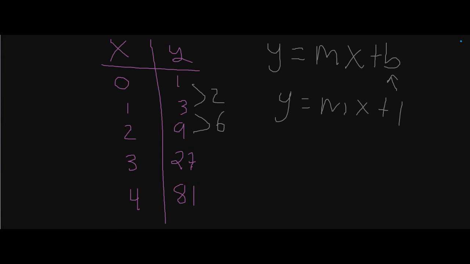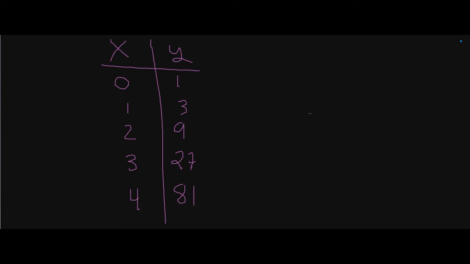Now, we run into a problem because in order for this to be linear, the first difference, every time I subtract these numbers, they have to be the same. But it's not. So right now, this is not linear. So, okay, this table can't be modeled by a linear equation, right?